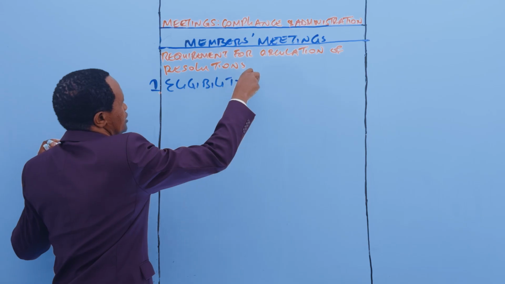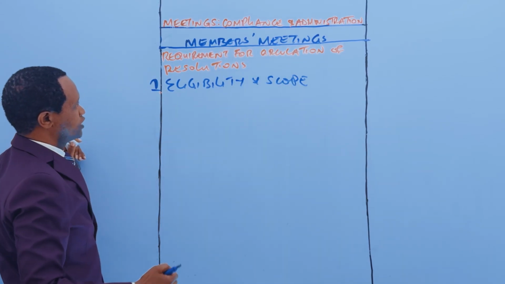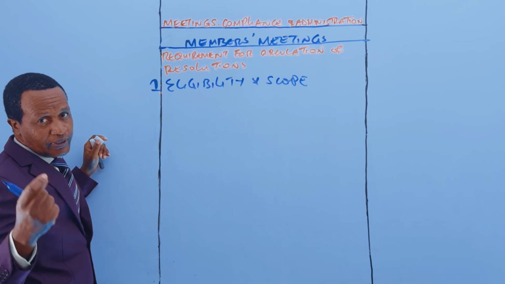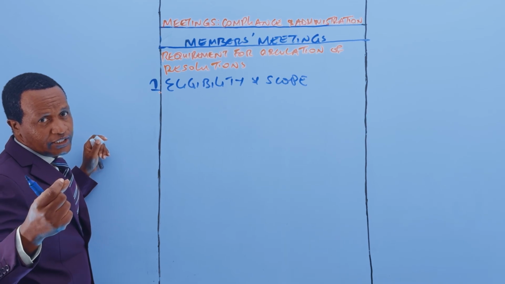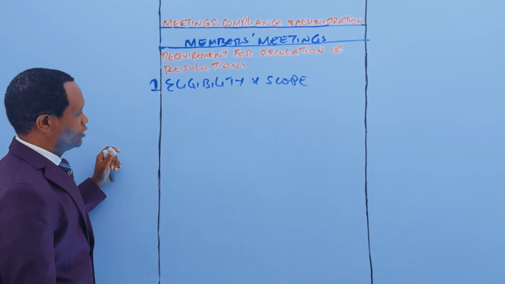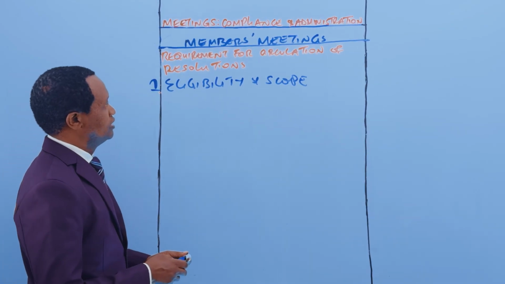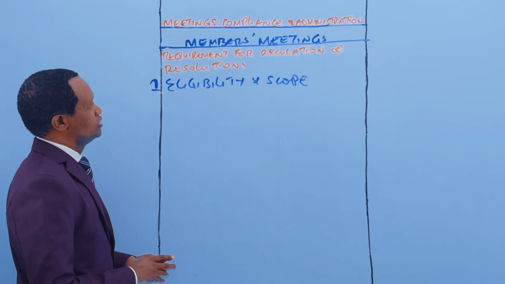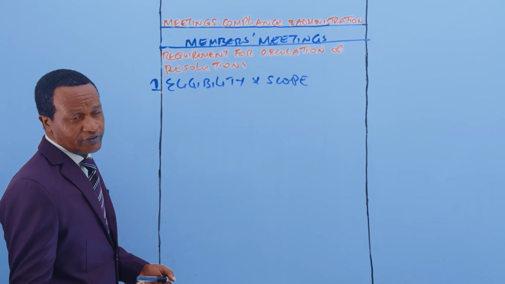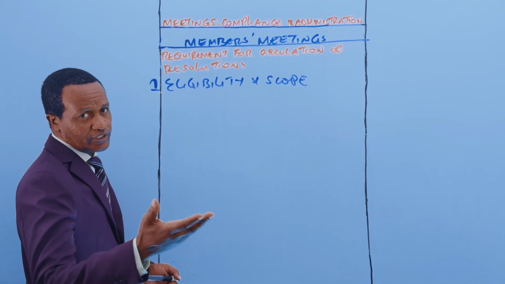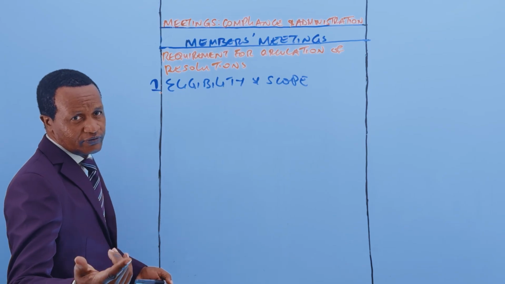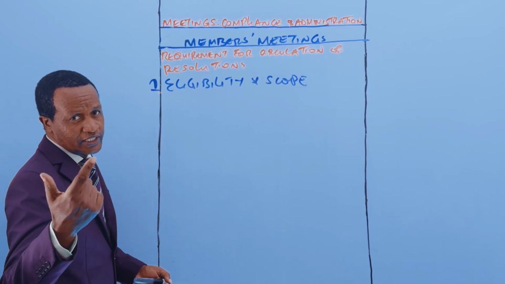Eligibility and scope. The first requirement is in relation to eligibility and scope. In Kenya, the power to pass written resolutions is a privilege reserved for private companies. Public companies are not allowed to have this kind of arrangement where resolutions are passed without having a physical meeting or a virtual meeting or a hybrid. It is a preserve of private companies.